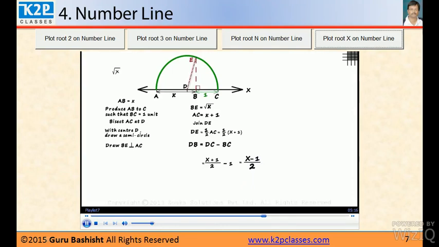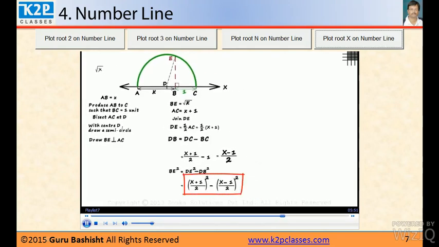So we have the lengths of DE and DB. By the Pythagoras theorem, this squared will equal this squared plus this squared. Hence BE squared will equal DE squared minus DB squared. DE is equal to x plus 1 by 2, so DE squared will equal x plus 1 by 2, the whole square. And DB is x minus 1 by 2, so DB squared will equal x minus 1 by 2, the whole square. All we need to do is solve this to get BE.